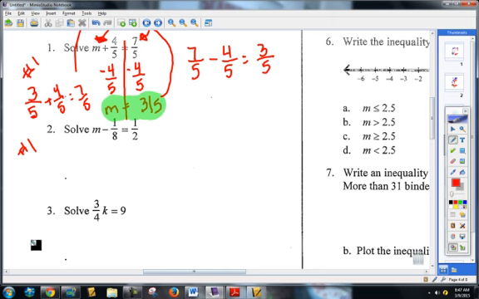Okay, this one, same one. Here I can see that there's my line. Now I'm going to ask the question, what is happening to the variable? 1/8 is being taken from M, so I've got to put 1/8 back to make it back just to M, right guys? It's called isolating the variable. Getting the variable all by itself. That's the goal of this.